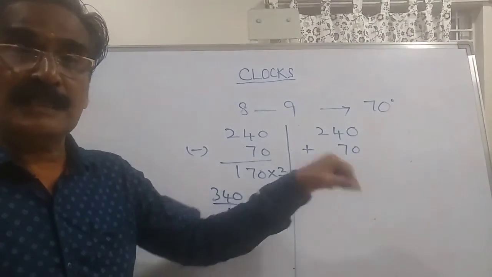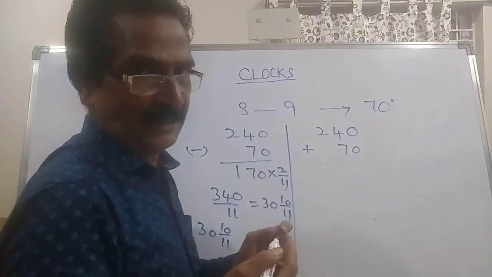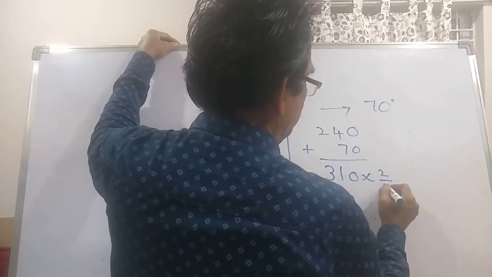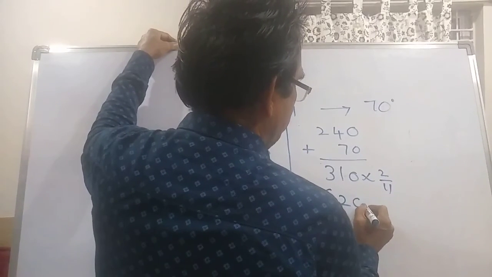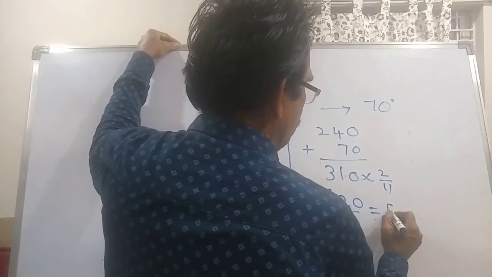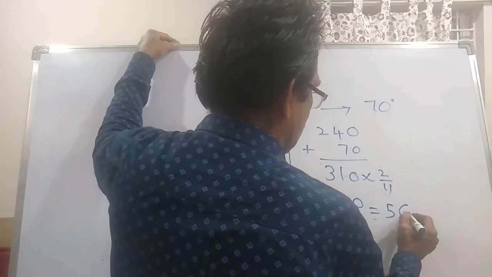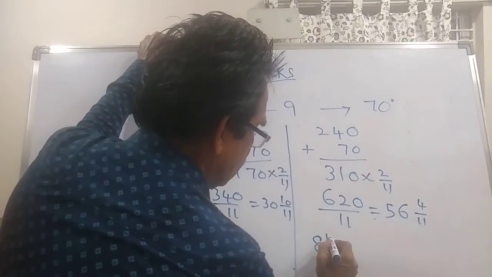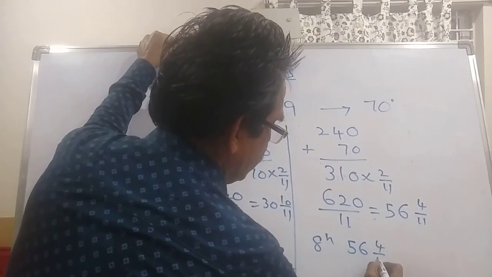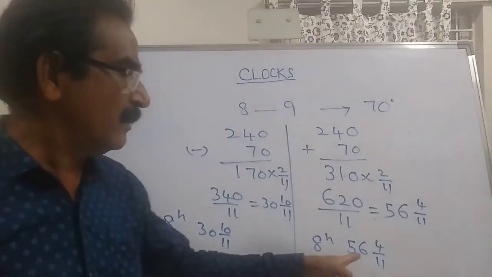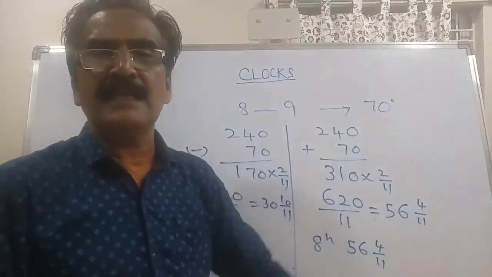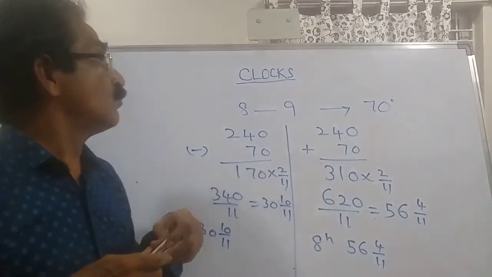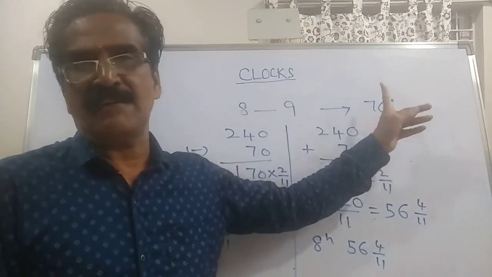Let us consider the other time, when we get the angle between the hands as 70 once more. 240 plus 70 is 310. 310 into 2 by 11 is 620 by 11. 11 5s are 55, remainder 70; 11 6s are 66, remainder 4 by 11. So 8 hours 56 4 by 11 minutes. At this time also the angle between the hands will be 70 degrees. So that is how you find the time when the angle is given.